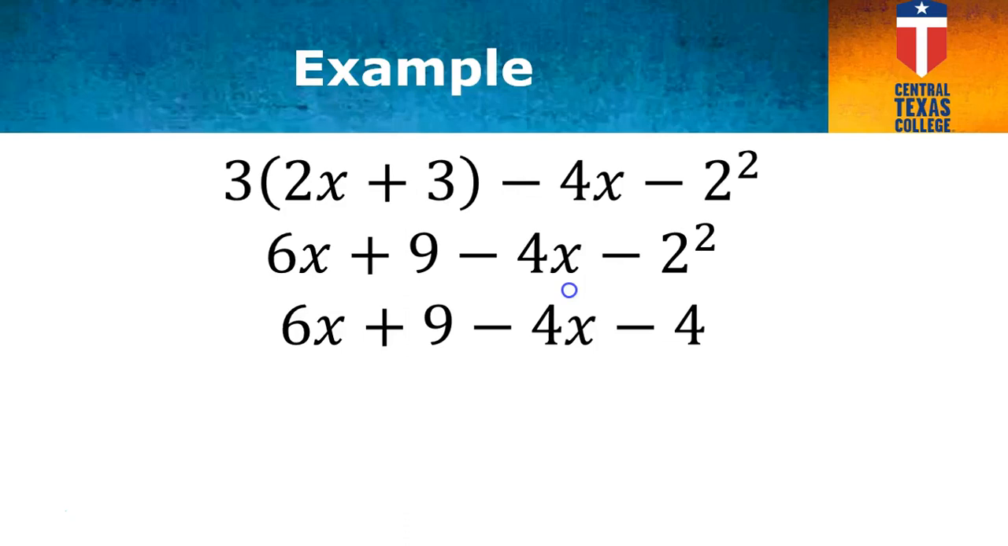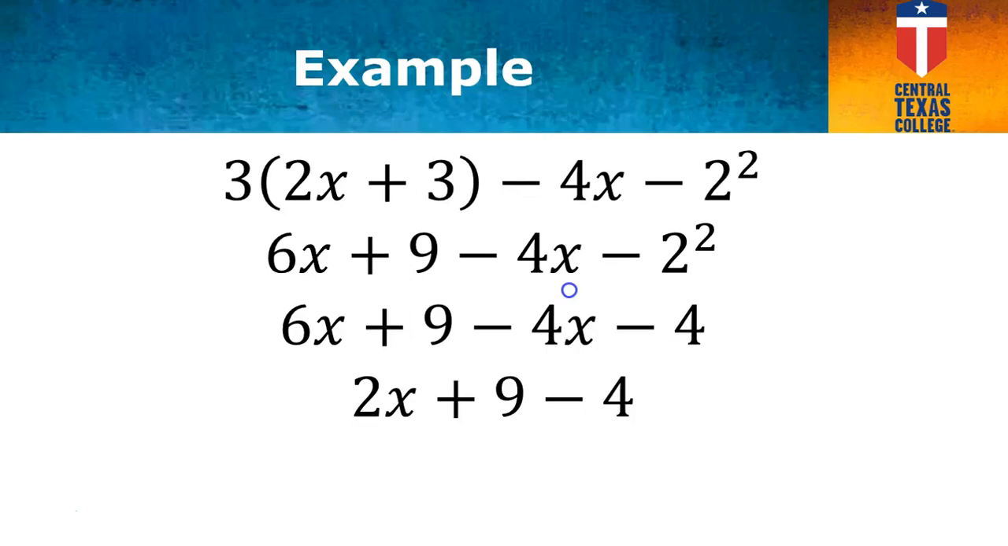But if you notice, left to right, we have 6x plus 9. We cannot combine those because they're not like terms. So we stick with the 6x and we look at the next term, and we have 6x minus 4x, which those are like terms, so we can combine those. So 6x minus 4x is 2x, and then you just write what's left.